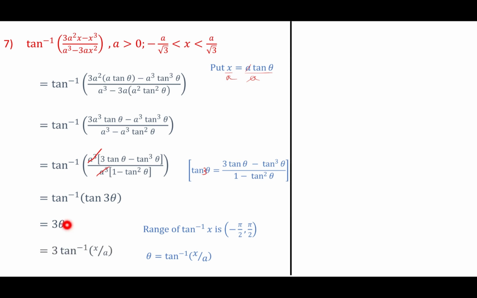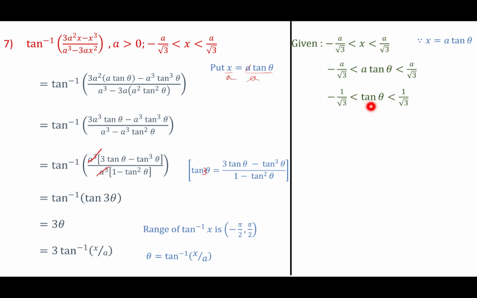Now we have to prove that this 3 theta lies in this range. First of all, what is given? x lies in between negative a over root 3 and positive a over root 3. And we know that x is a tan theta. So in place of x, I will write a tan theta. Divide throughout the inequality by a, so the a's get cancelled. It will be negative 1 over root 3 less than tan theta less than 1 over root 3.